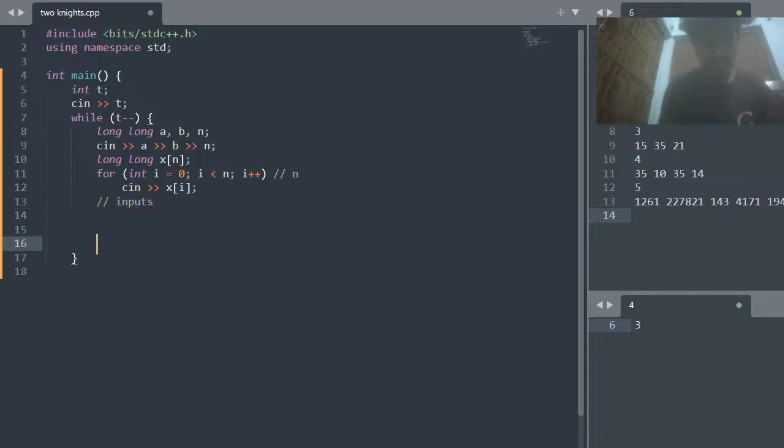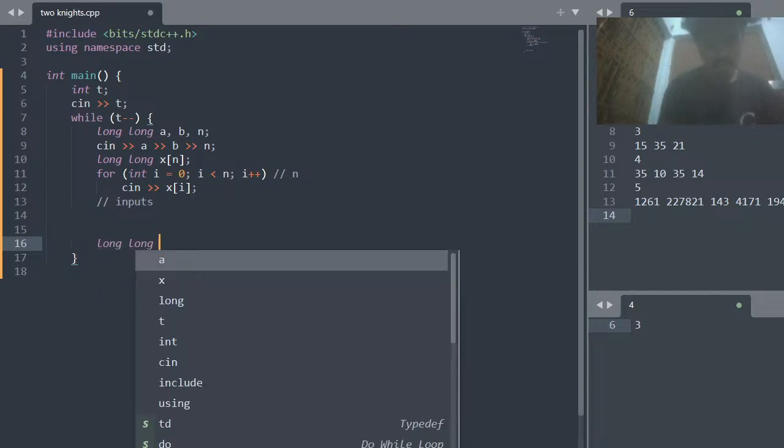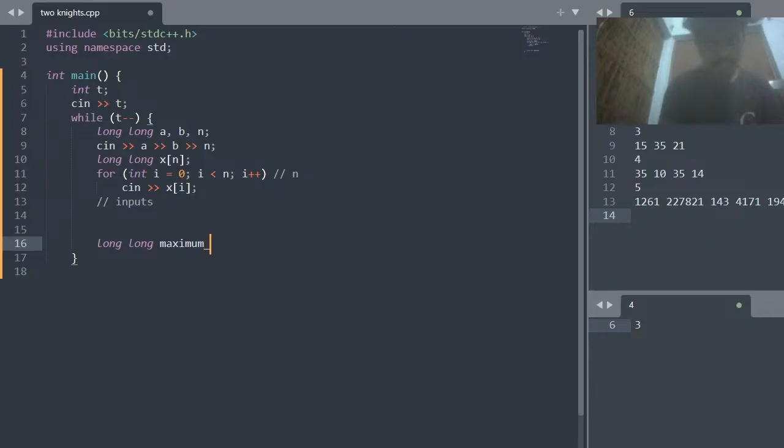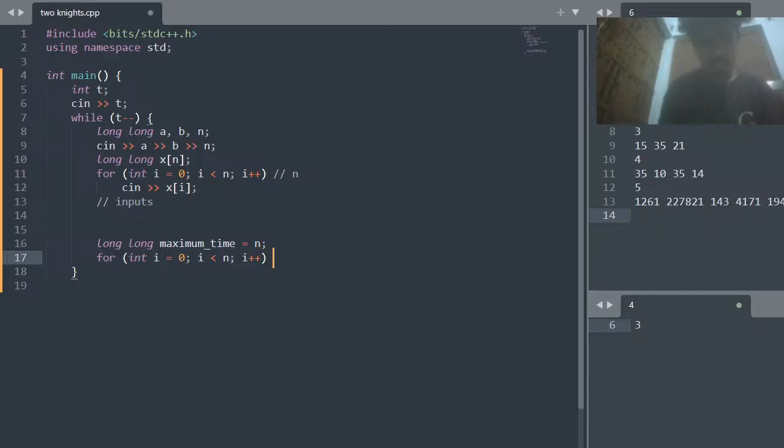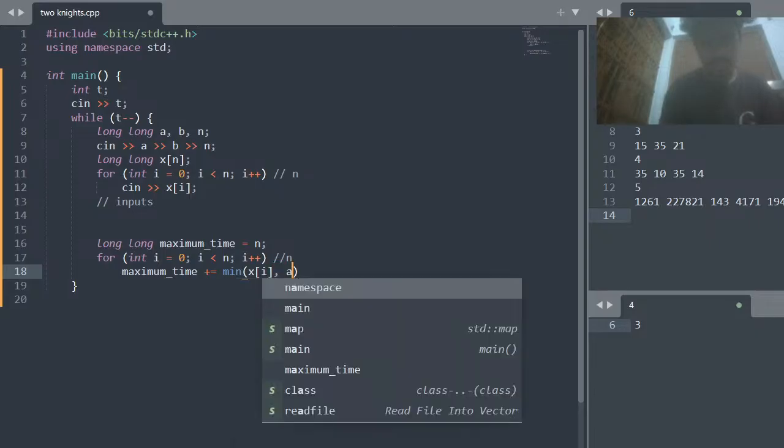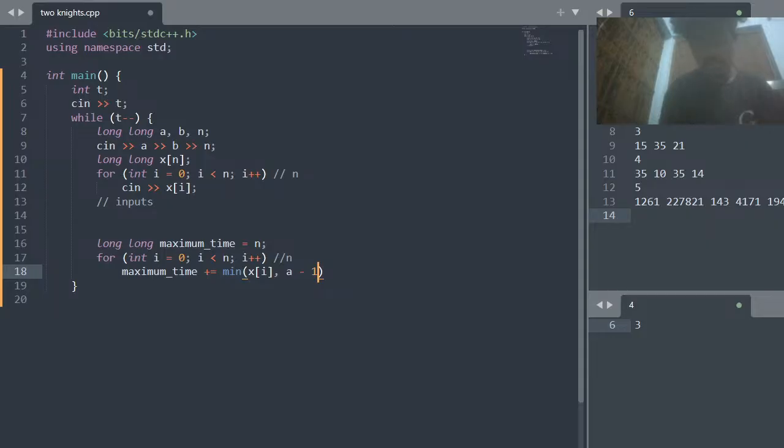Inputs laga dete hain isme, so long maximum time is equal to b, so loop laga, for int i is equal to 0, i less than n, i plus plus, right, and then maximum time plus equal to min x i ho gaya, aur a le liya tha a minus 1, right.